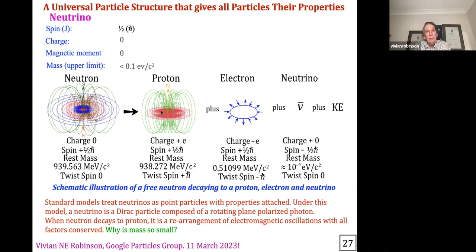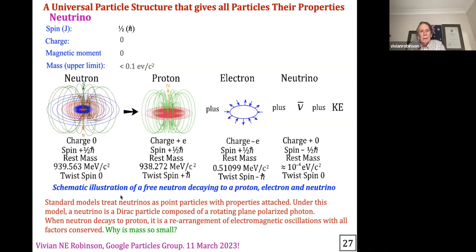A neutron decays to a proton plus an electron plus a neutrino. Now you've got charge 0 going to plus e, minus e, zero. Spin goes from plus half h-bar, giving plus half h-bar, which is one h-bar too many, and therefore you have to have a spin of minus half h-bar. All other things are conserved.